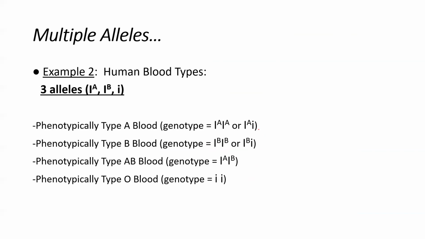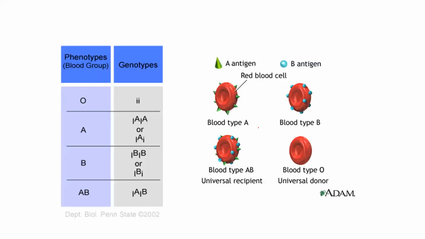So remember, multiple alleles, you have more than 2 alleles for a trait, and those alleles can be any combination of dominant, codominant, or recessive, right? They don't all have to be dominant, they don't all have to be codominant, right? Now this is just showing you here the red blood cells and the antigen on the surface of the red blood cells. This is what gives you the blood type. And remember, these antigens here are controlled, of course, by the genes. Okay.